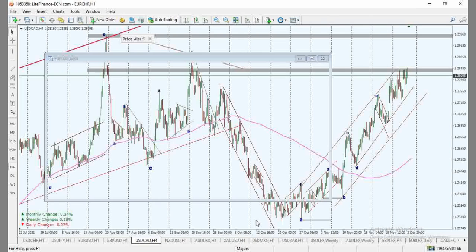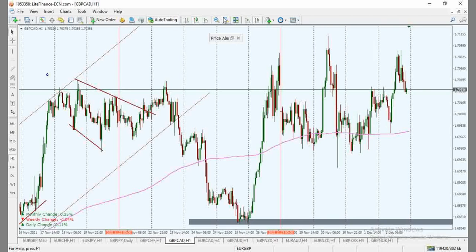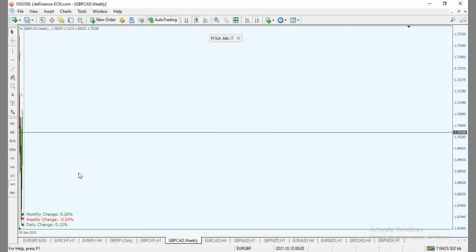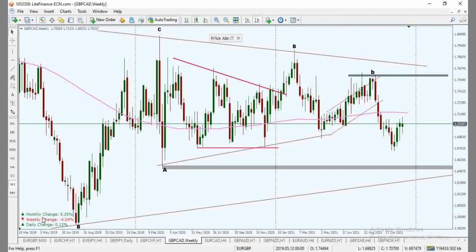Let's go ahead and see what else is happening with other pairs. We have GBP CAD, which also looks very well, very cool for a setup. What we could identify here from a weekly time frame, I would just go ahead with the weekly time frame and start with this analysis. I'm not going to go up to too many time frames, like the monthly.